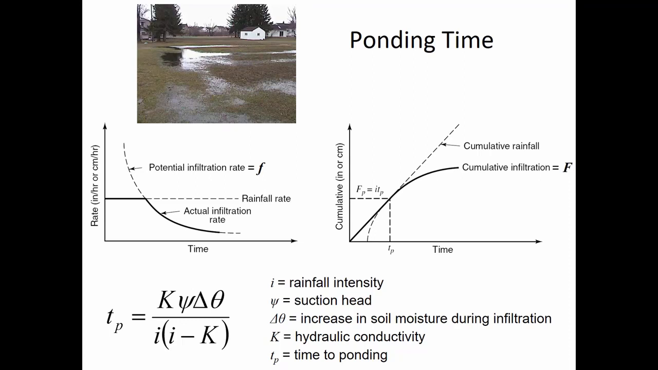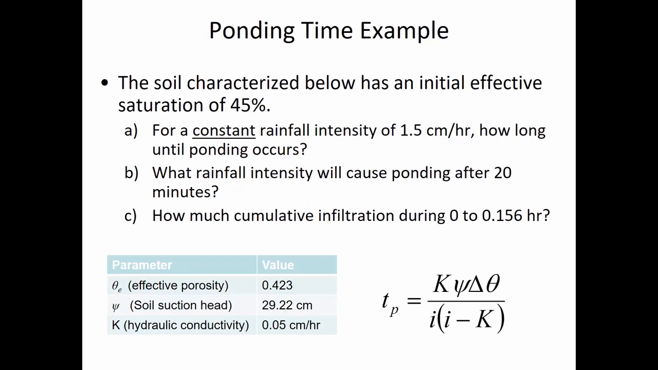The time to ponding, where we had all of these factors that are shown on the board here. The formula is going to be K psi delta theta over I minus K. Now I was the rainfall intensity. So it was 1.5 centimeters per hour. So if we have a rainfall intensity of 1.5 centimeters per hour, how long until ponding occurs? So I'm going to say I is 1.5 centimeters per hour, just constant to keep things simple.